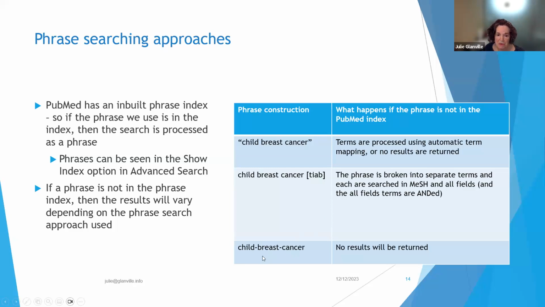And then a third way to present phrases is to put hyphens instead of spaces. And if you do that, then it won't give you any results. So if you're at all uncertain about phrase searching, it's probably best to think about using this type of option, because at least you'll run a search, even though it won't be a genuine phrase search.